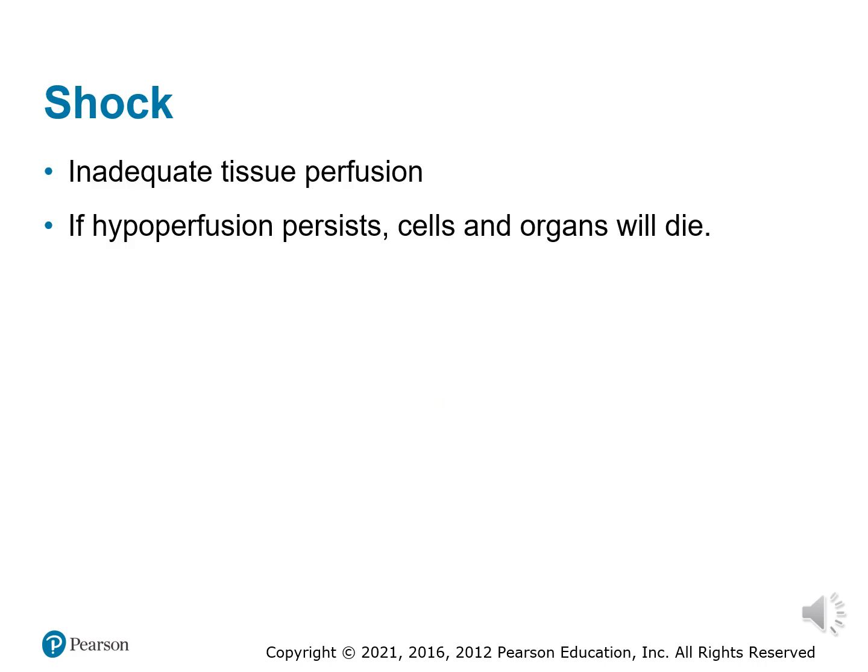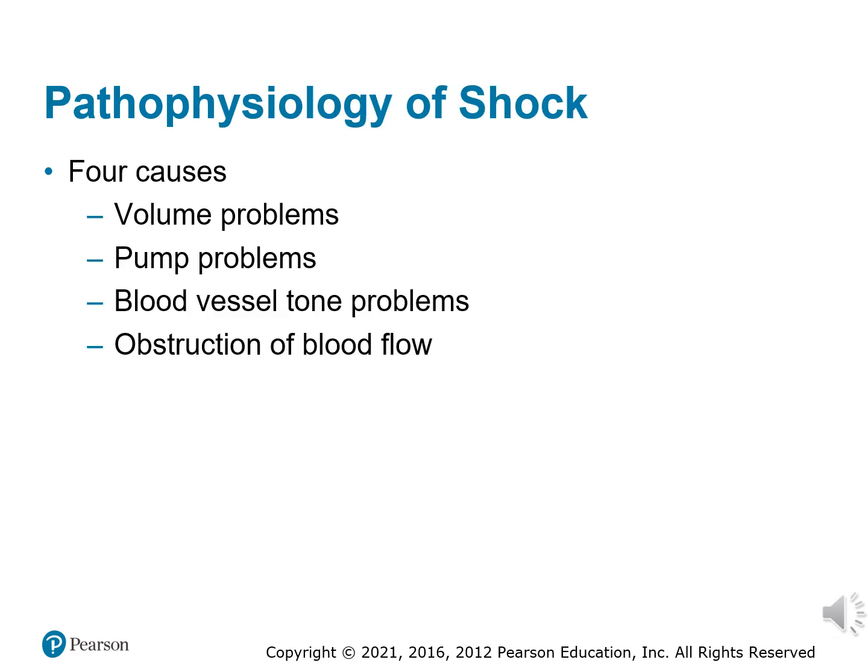So what is shock? Shock is inadequate tissue perfusion. If hypoperfusion persists, cells and organs will die. So remember, shock is defined as an inadequate tissue perfusion. The pathophysiology of shock has four main causes: the volume problems, the pump problems, the blood vessel tone problems, and obstruction of the blood flow. I highly recommend reading and understanding all four of these causes.